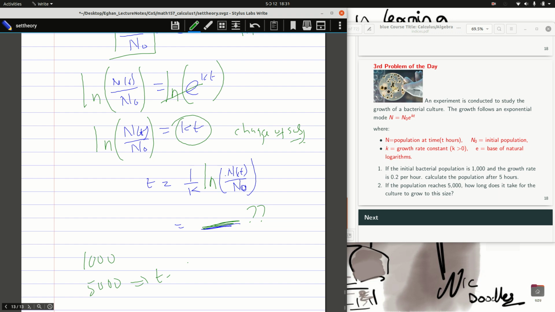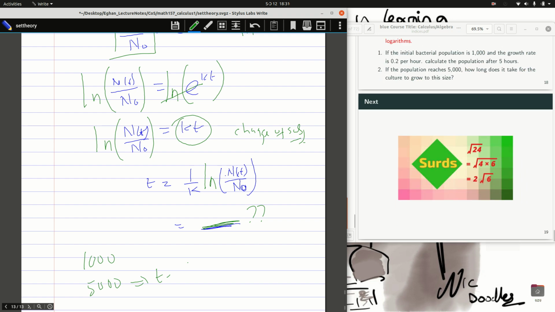And this brings us to the end of our indices and logarithm. We move on to sets. Enjoy the day.